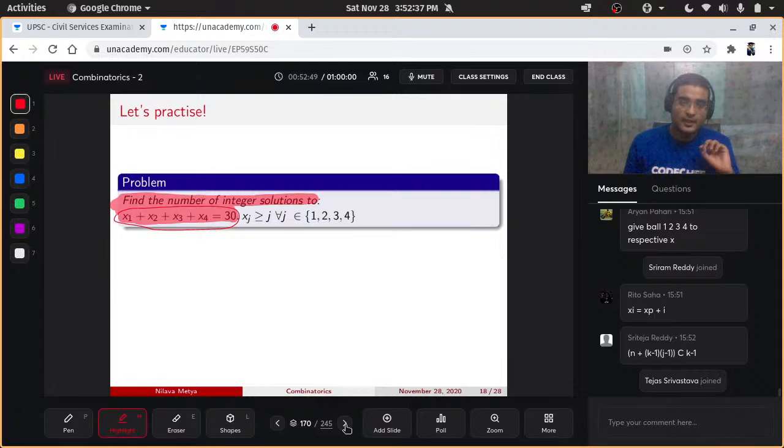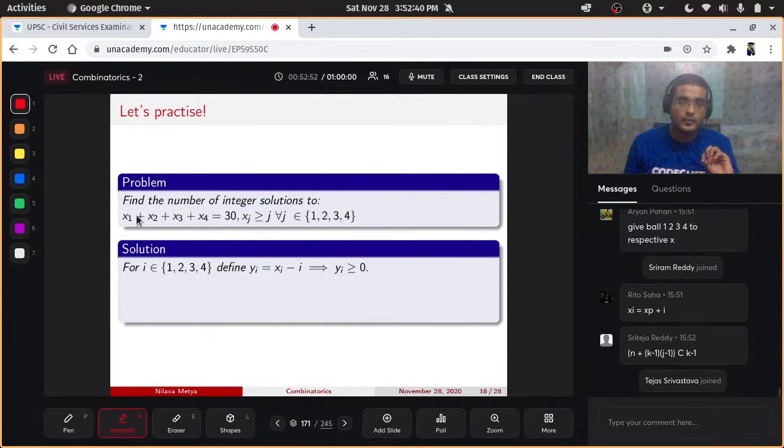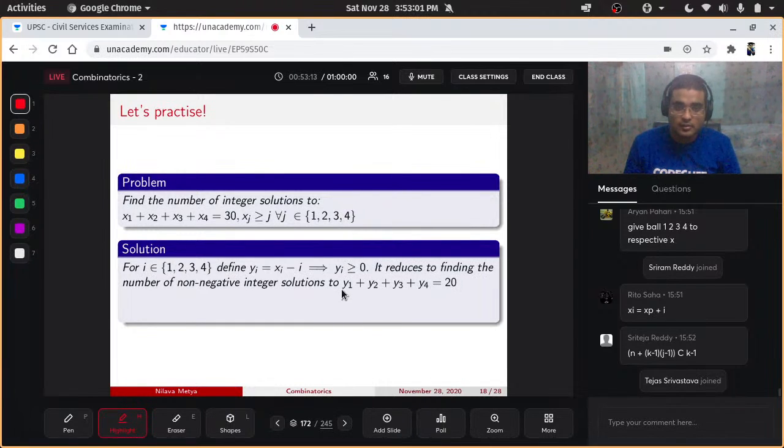So you subtract 1 from x1. So you put 1 inside x1. What does that mean? You make x1 minus 1 to be y1. You take y2 to be x2 minus 2, y3 to be x3 minus 3, y4 to be x4 minus 4. And now we are looking for non-negative integer solutions to y1 plus y2 plus y3 plus y4 equals 20. Why 20? I just subtracted 1, 2, 3, 4, so in total I subtracted 10 from both sides. So this thing equals 20.